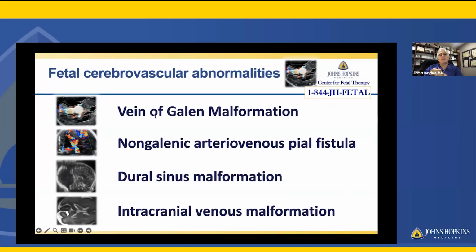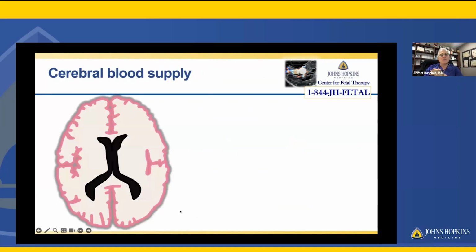The most common one is the vein of Galen malformation. Then there is a non-galenic arteriovenous pial fistula, a dural sinus malformation, and then an intracranial venous malformation, which in some texts is grouped with these, but it's really a separate entity in itself.